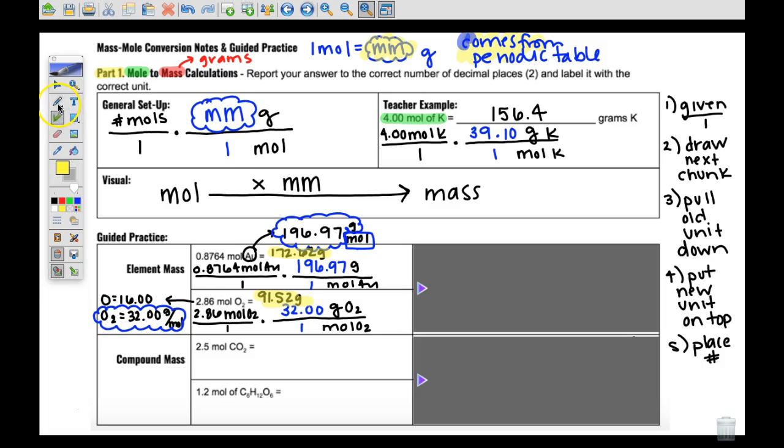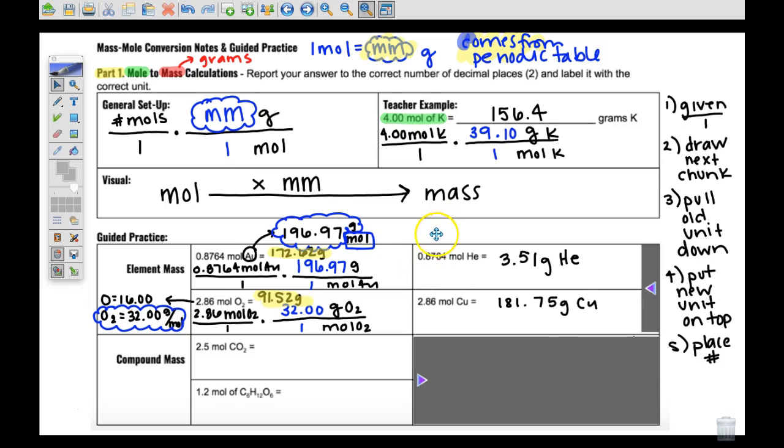At this time, pause the video and attempt the other 2 element mass problems on your own. When you're done, press play and check your answers. If you've paused the video and restarted, you may now check your answers on the right-hand side of the screen. If you did not calculate the correct answer, go back and try again. If you did, nice work.